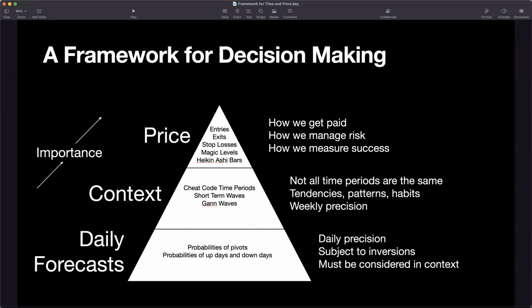We've got lots to cover, tons of stuff and headlines in the news. I'm not going to be focused on that. I'm going to stay focused on our framework for making better trading decisions using timing information.